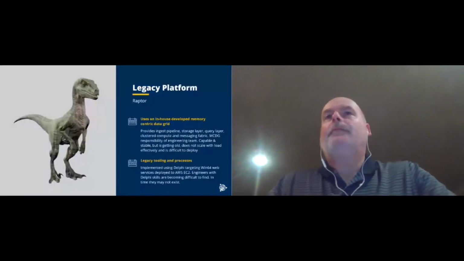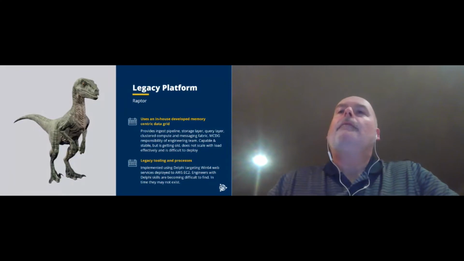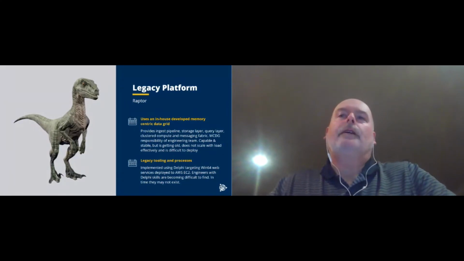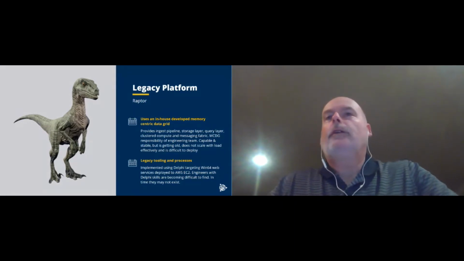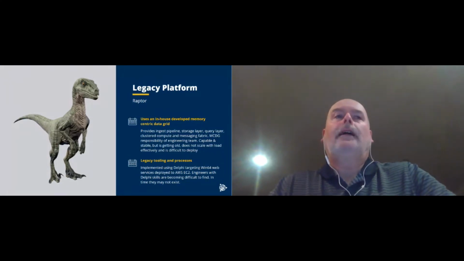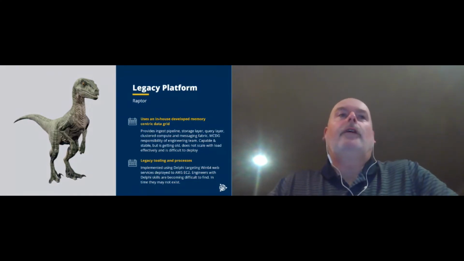In terms of our legacy platform, we called it Raptor. We quite like dinosaur themed project names. It's an in-house developed memory-centric data grid, and it looks a lot like Ignite. It provides a whole lot of things in terms of capabilities for our platform. It runs our ingest pipeline, it's our storage layer, it provides our querying layer. Internally, it provides cluster compute and messaging fabrics.